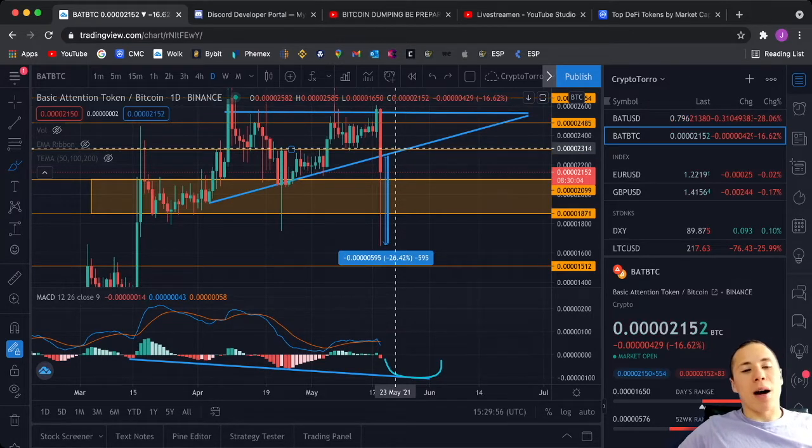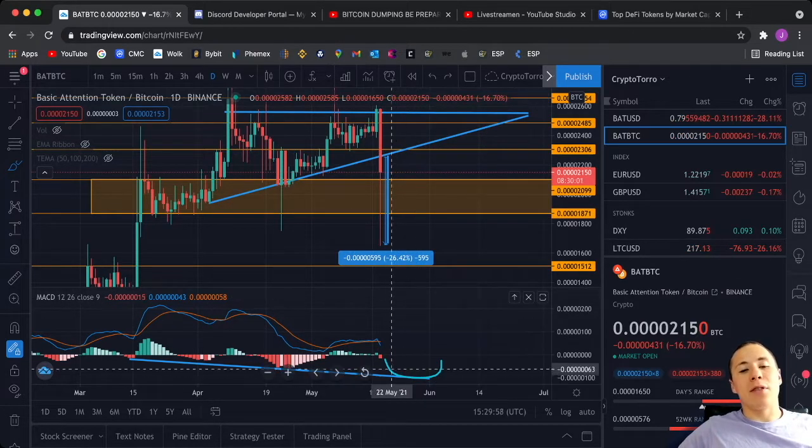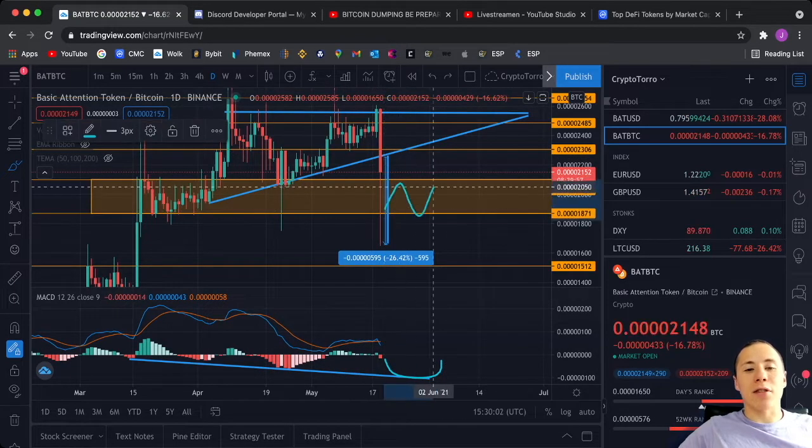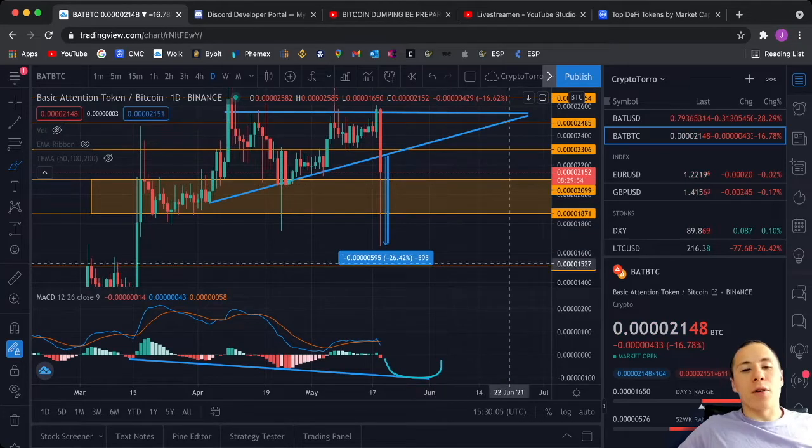But right now, I think that if after this momentum switch, basic attention token stays inside of this orange box, that would be great for this current moment.